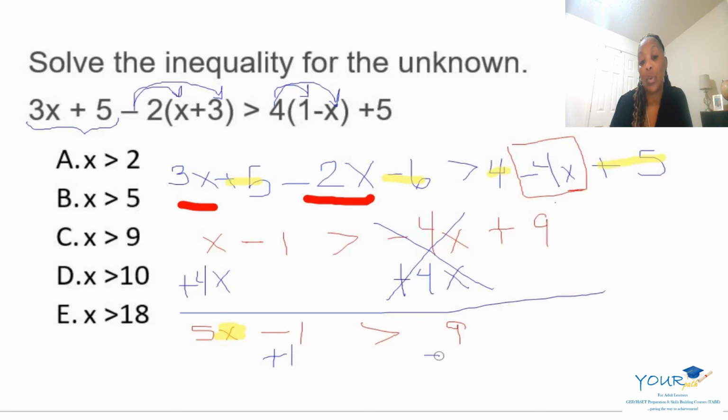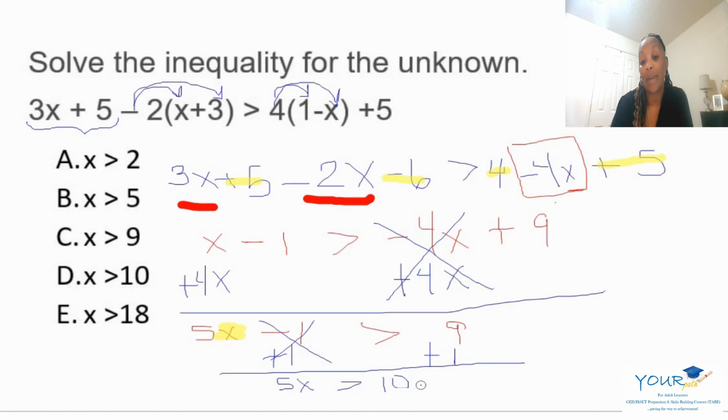But remember, what we do on one side, we must also do on the other side, so we have to add a 1 here as well. So now we have eliminated our 1's, and we can simply bring down this 5x, our greater than sign, and 9 plus 1 will give us 10. So now we have 5x is greater than 10, but we still need to get rid of our 5, correct?